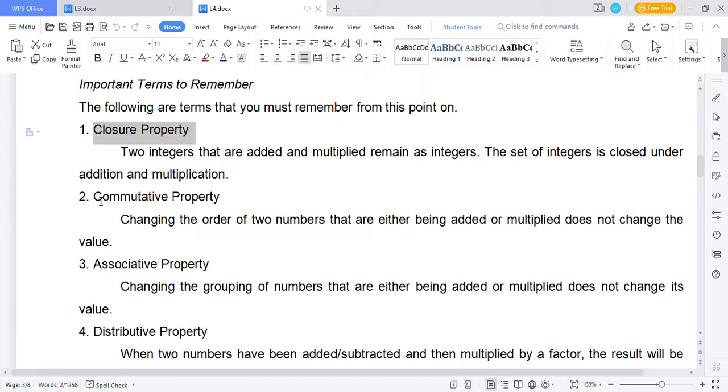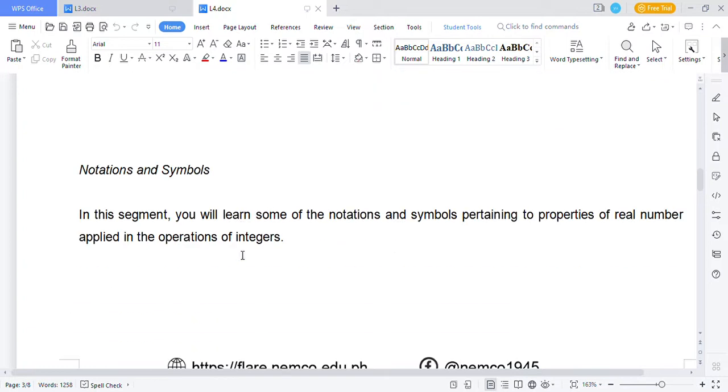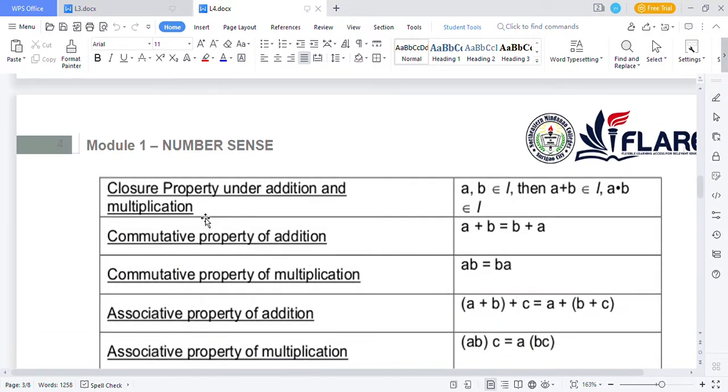Second, we also have the commutative property. When we say commutative property, changing the order of 2 numbers that are either being added or multiplied does not change the value. Let's go back to the closure property under addition and multiplication. For example, if a and b are elements of the integers, then when you add or multiply a and b, the answer is still an element of the integers. That is the closure property under addition and multiplication.